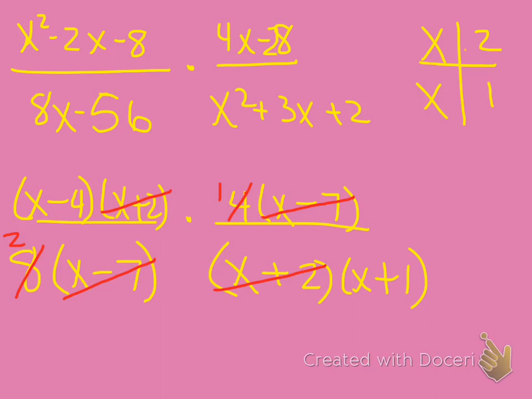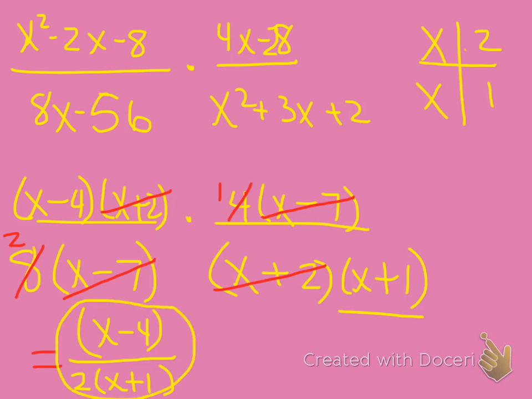Okay, so I'm going to have my equals, and I have this left, and the 2. So I've got x minus 4, nothing else on the numerator. The denominator has a 2 and x plus 1. We have just reduced this. This was actually 2 fractions, and we reduced it. That's not that bad.